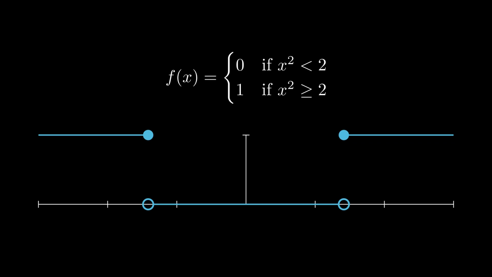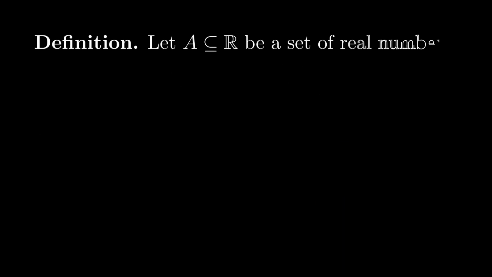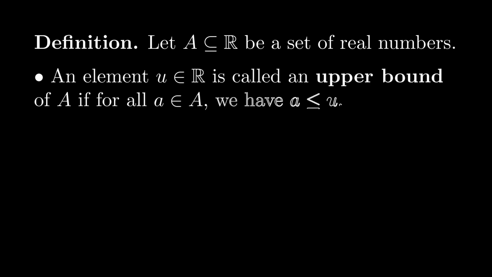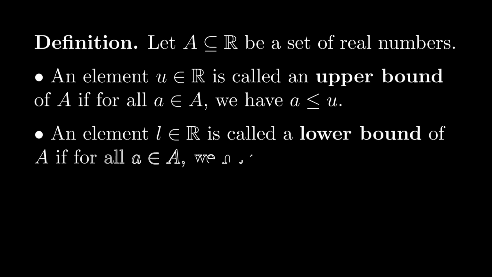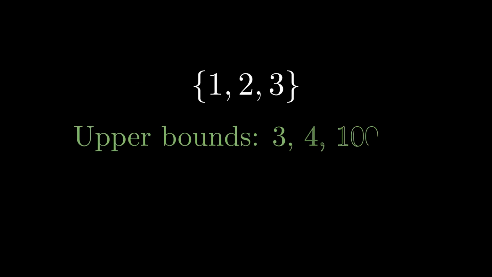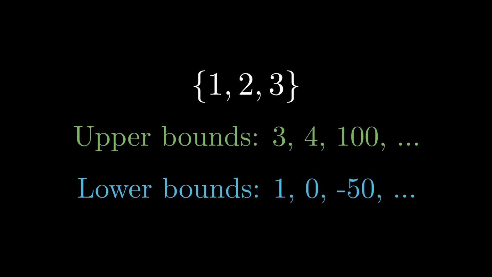So that we can properly state it, let's define two terms, upper bounds and lower bounds. Suppose we have a set A of real numbers. We'll say that a real number u is an upper bound for A if every element in the set is less than or equal to u. And we'll say that a real number L is a lower bound for A if every element in the set is greater than or equal to L. So let's look at a simple example. Consider the set {1, 2, 3}. Then 3 is an upper bound, and so is 4, and so is 100. And something like 1 or 0 or negative 50 would all be lower bounds.